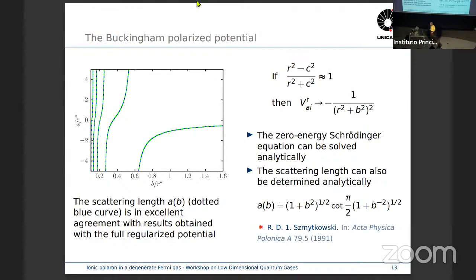There is also this Buckingham polarized potential. This Buckingham polarized potential is the one where the regularization is just given by this part. In other words, where this prefactor of our potential can be approximated as 1. In this case, the Schrödinger equation can be solved analytically, and also the scattering length can be known analytically. And in this case, I show you the results for this expression by this dashed blue line. The agreement is remarkable, at least in the range of these B values that are of interest for us.